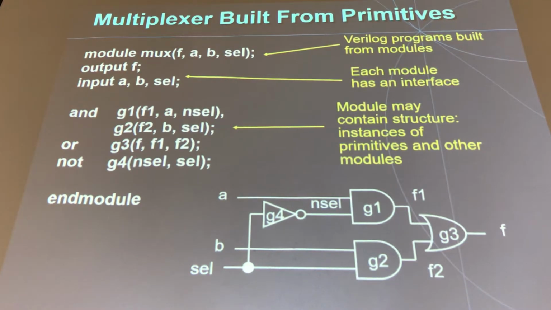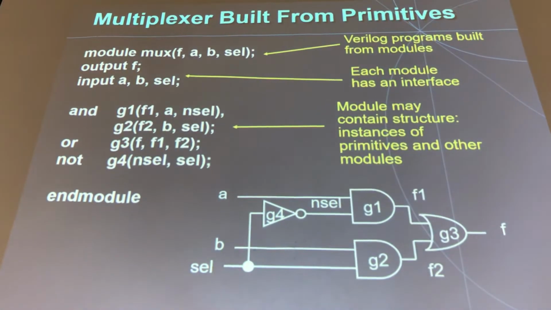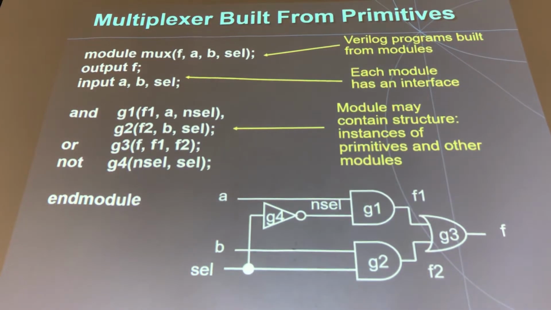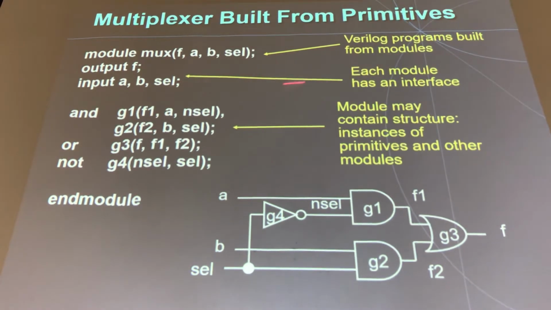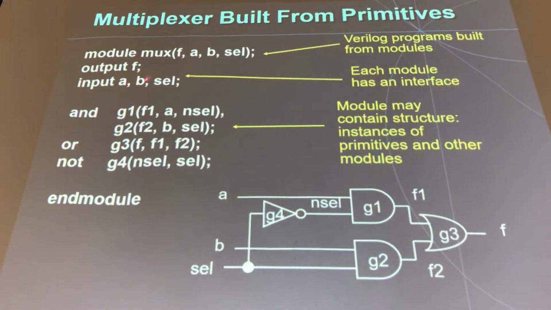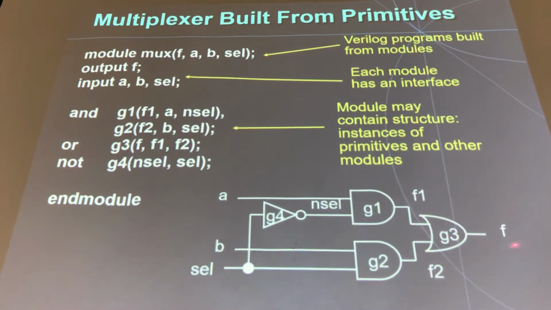And actually, if you don't declare that, Verilog accepts it. If you don't declare F, A, B, cell as input or output signals, it's fine, but we prefer to declare them explicitly, because it will be easier to debug and easier to read. So output F, input A, B, cell. Right? It's a multiplexer with this interface, 4 wires, in this small circuit.